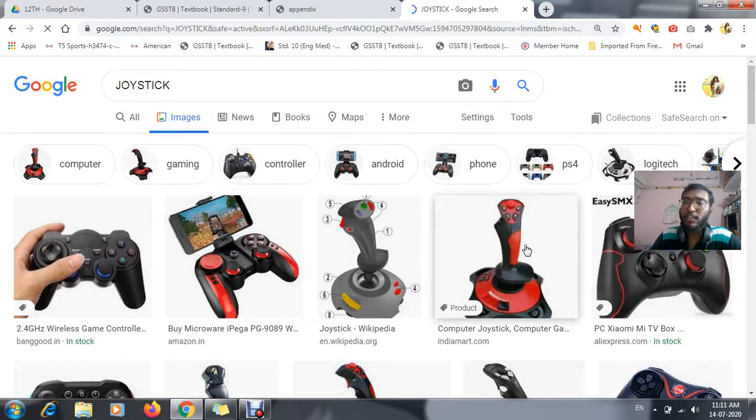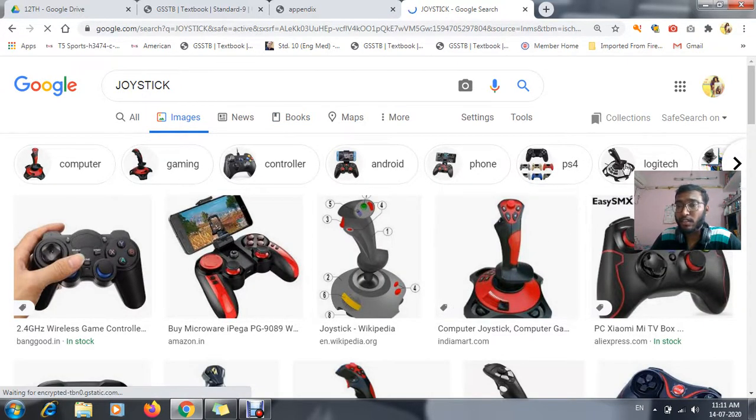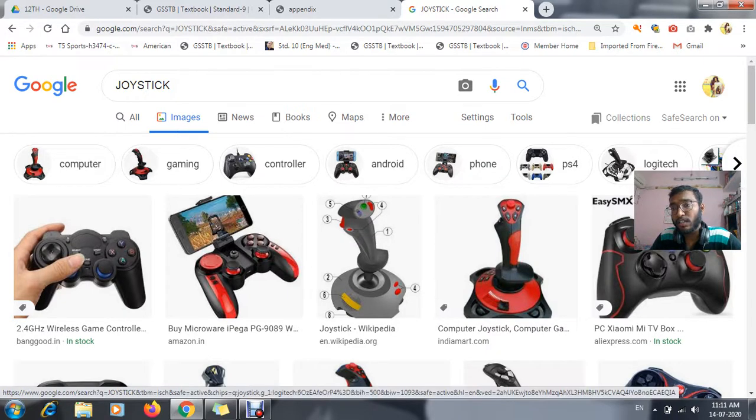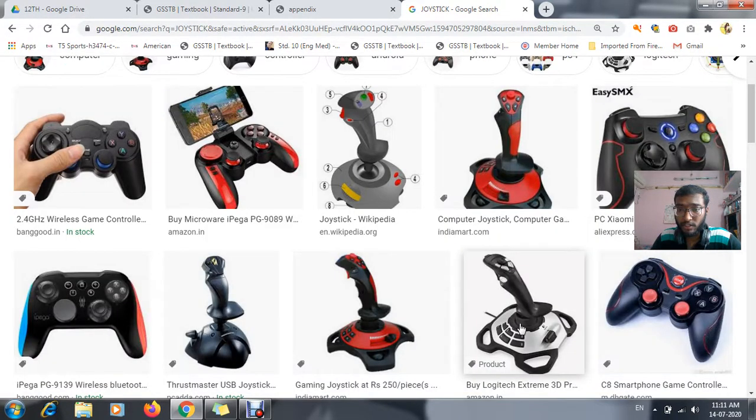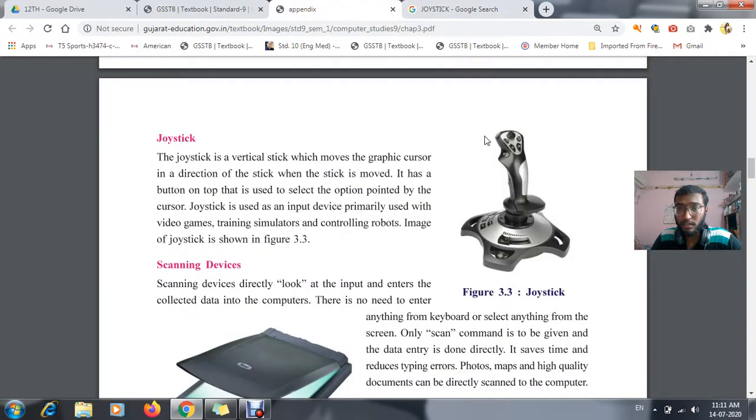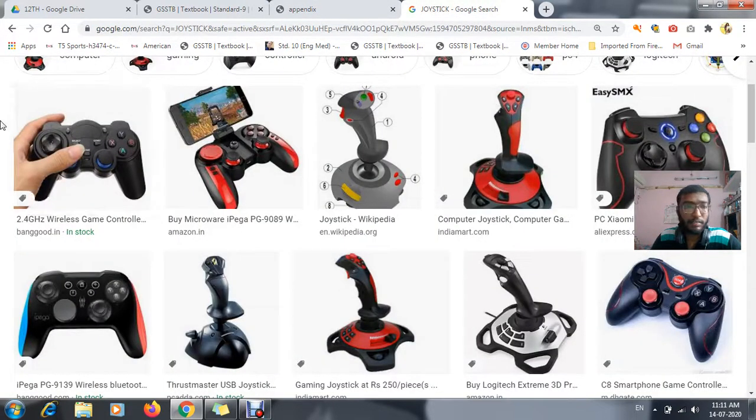See, these are the joysticks which we are using. This is the joystick which you have seen in your textbook. These are also joysticks. That means the joystick is the best example of an input device.